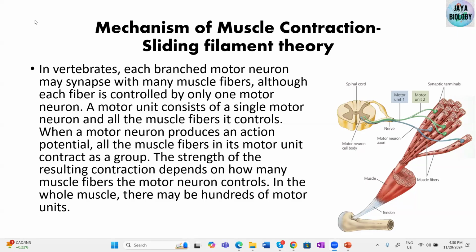In this video, we are going to study the mechanism of muscle contraction, that is sliding filament theory. Now see, in vertebrates, each motor neuron will synapse with many muscle fibers. So what does it make? One motor unit. What is a motor unit made up of? It actually consists of one single motor neuron and all the muscle fibers it controls. Clear? For example, you can see in the diagram right now, this blue color is one motor unit, one motor neuron connecting many muscle fibers.